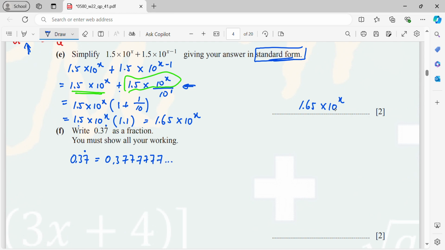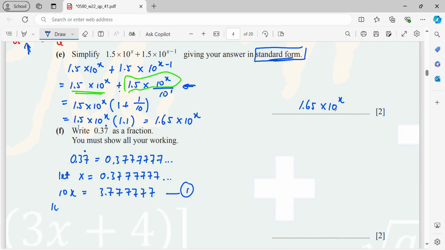Now, here I will let x equal to the above value. Now, I times 10 to the x, this is going to be 3.7777. I wrote down 1, 2, 3, 4, 5, 6, 7, and then here, I let this be the first equation.